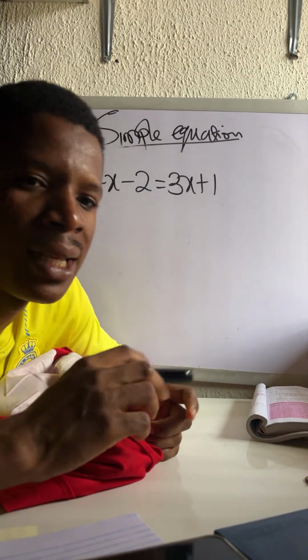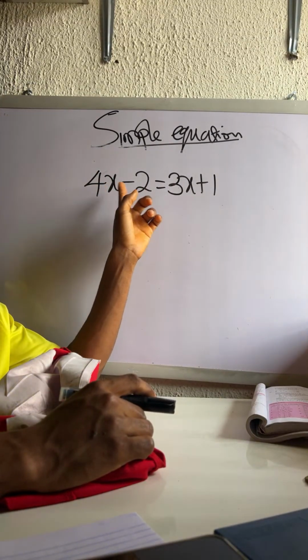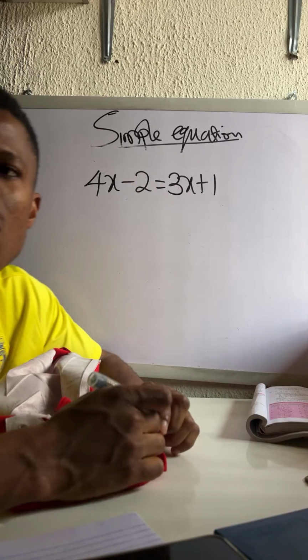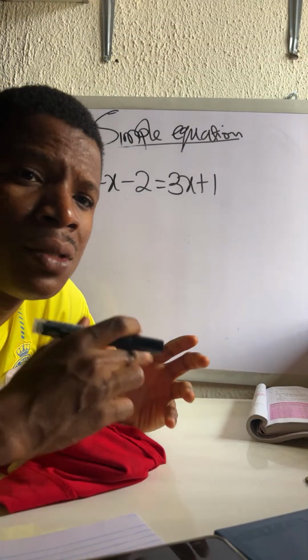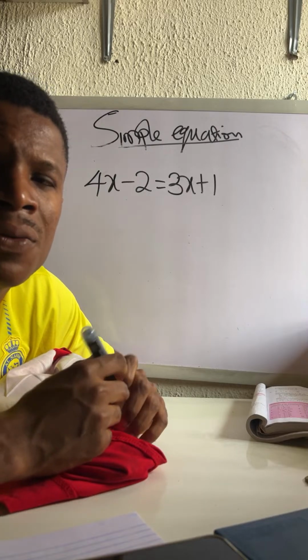The reason behind this is that we have the variables x on both sides, and we also have the constants minus 2 and 1 on both sides. This is very, very easy to do. If you are following, you can just try your own. Let's see how the answer looks when we finish.